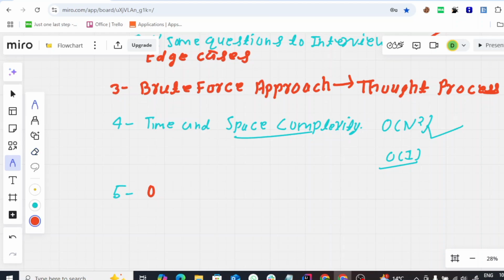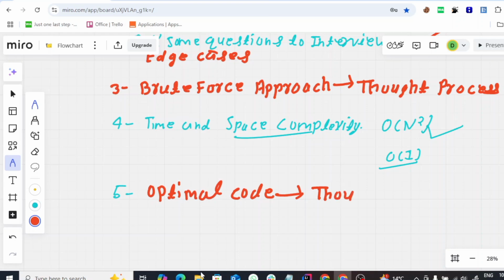Okay, optimal code. So now we need to write the optimal code. This is the time to write the optimal code. And after the optimal code, again you have to explain it. First you have to explain the thought process about this.